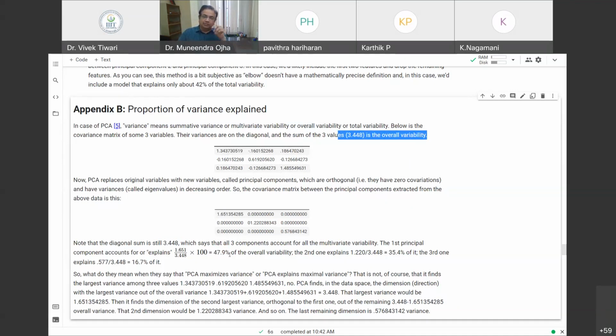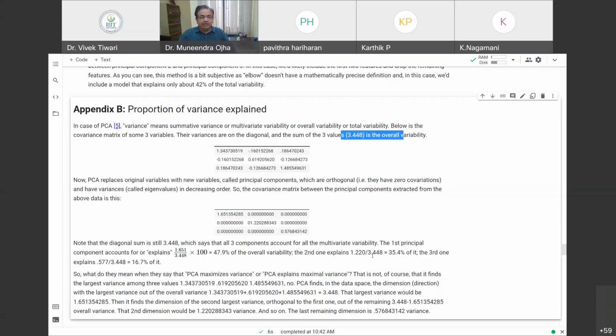So the first principal component accounts for 47% of the total variability. Now let us see how much the second principal component explains. 1.22 divided by the total variability. So 1.22 divided by 3.48 is equal to 35.4% variability. The overall variability explained by the second one.